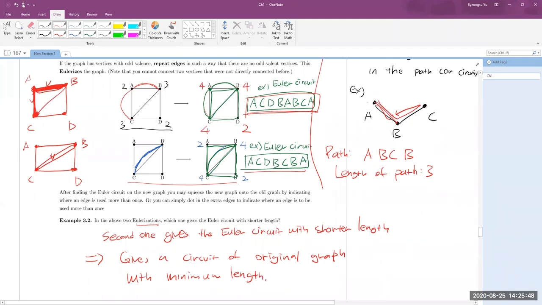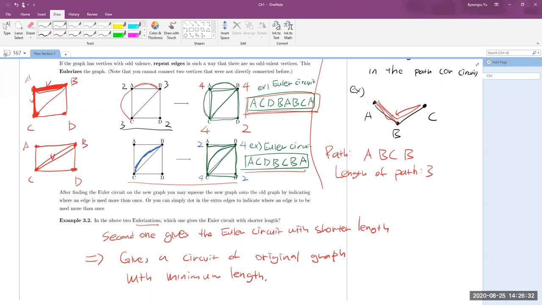Because, you know, we already repeated one edge, right? But if there were some circuit which does not repeat any edge, it would mean an Euler circuit, right? But we already know from the theorem that this graph originally has no Euler circuit, right? So that's why we think that the second one is the minimum length circuit covering all the edges at once, except CB. Does it make sense? I think it is a little bit tricky. Is it okay for you? Do you have any question on this?